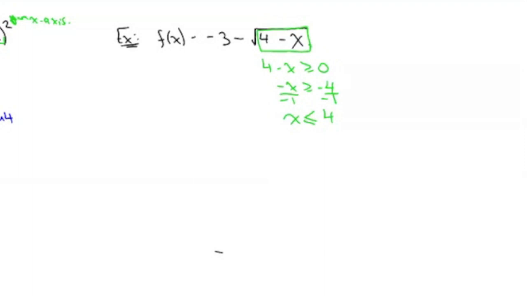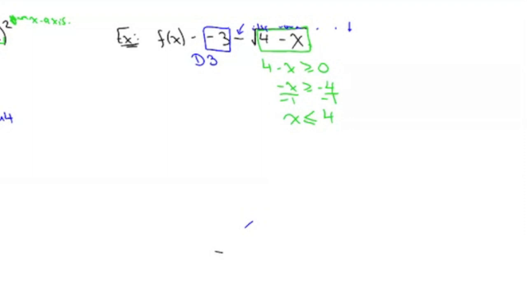So what does the graph of this look like? Well, what does this negative 3 do? It moves it down 3. This sign here is going to flip it over the x-axis. And this literally flipped it over the y-axis, by the way, because square roots usually point in this direction, and this one is going to be pointing in that direction. So it got flipped over the y-axis.